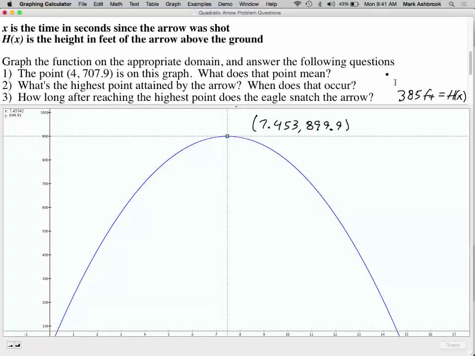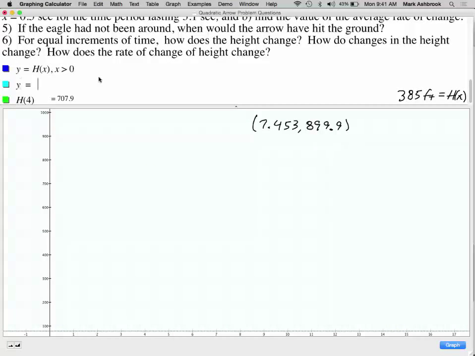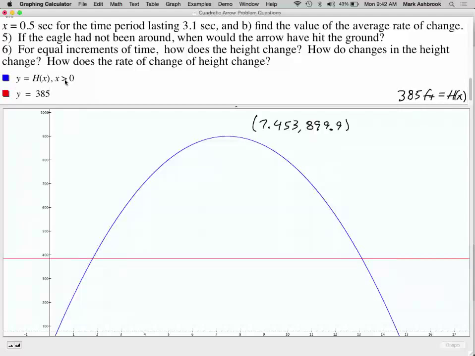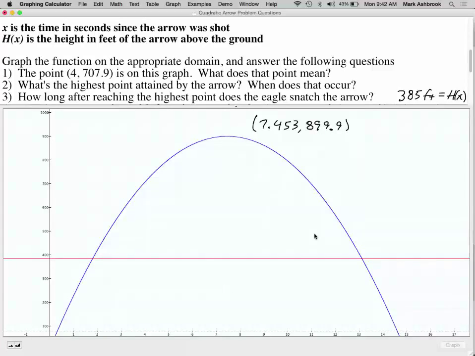So a helpful technique for this is to graph the line y equals 385 along with your other graph. So now you could use the intersect button on your calculator. And when you do the intersect, I get the point 13.109, or we'll just do 13.1, and 385.